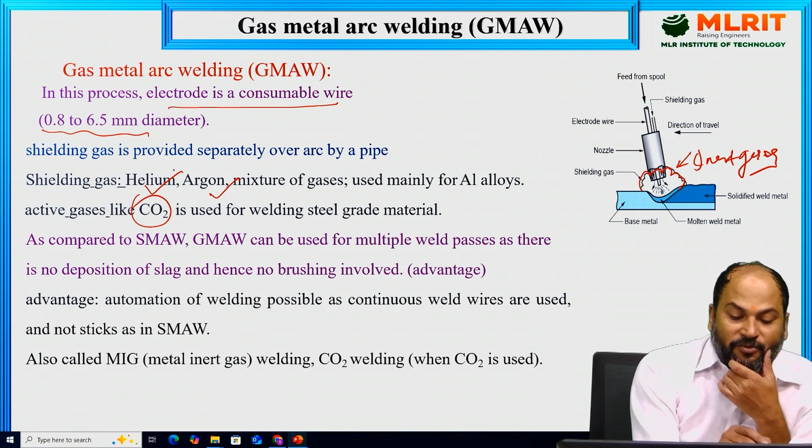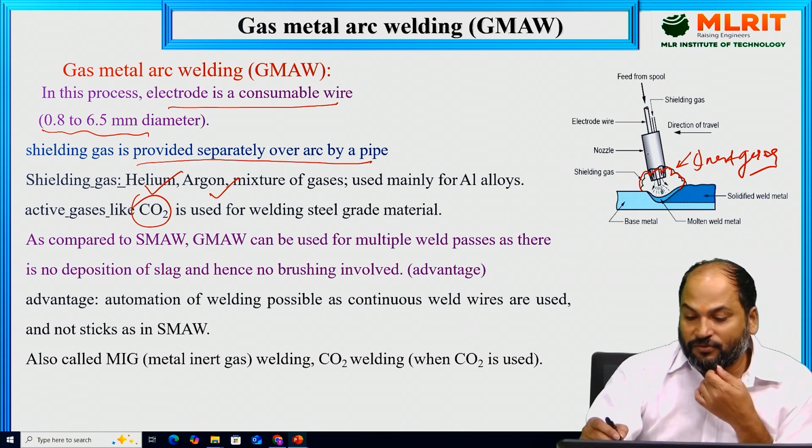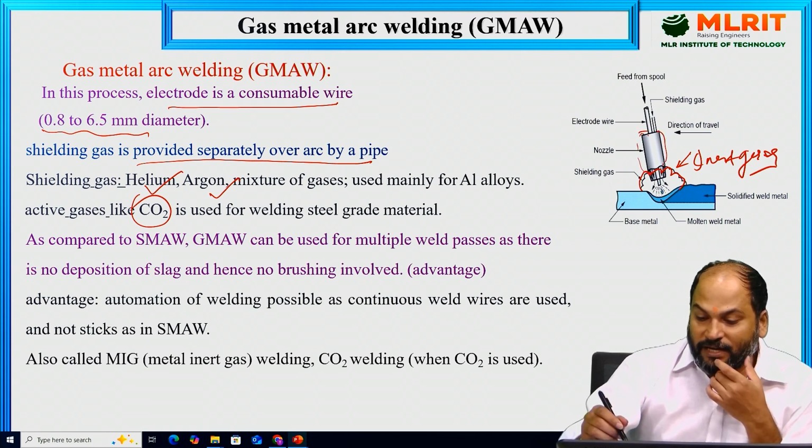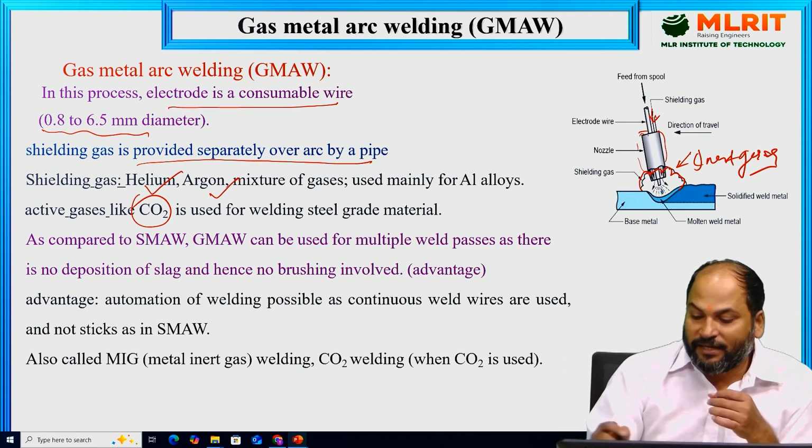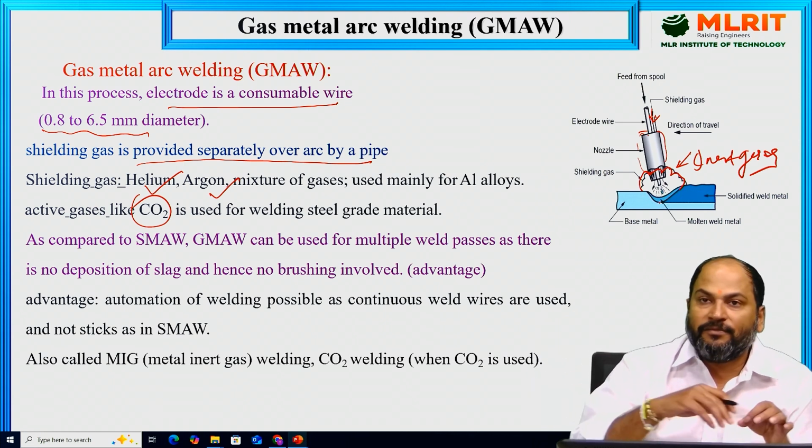Shielding gas is provided separately. If this is the welding torch, you can see here a separate port through which the shielding gases will pass, and it will finally reach the area where we are doing the welding.